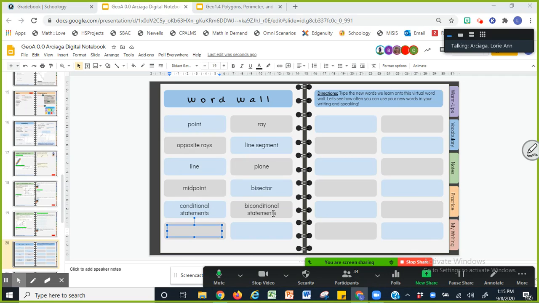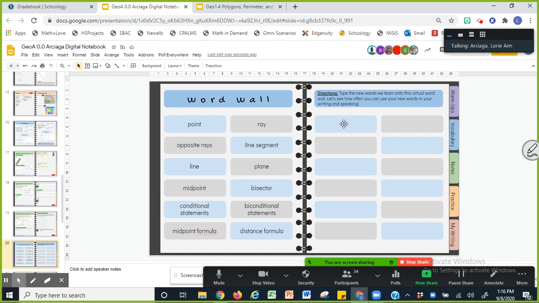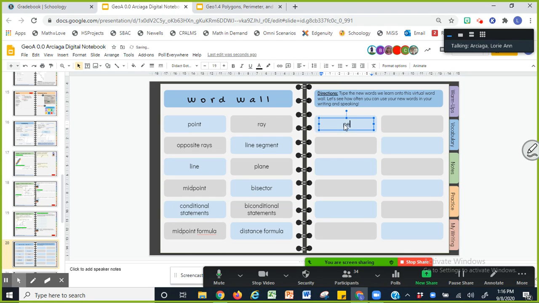All right. So we had biconditional statements, conditional statements, midpoint, bisector. We also discussed the midpoint formula. And then after that, we had the distance formula. All right, so those are some of the keywords that we've talked about in the past few days. So today we are going to look at perimeters and areas. So let's add that up. If you run out of space, you can just duplicate the page. We are also going to look at convex polygons and concave polygons. So those are some of the things you will hear today.